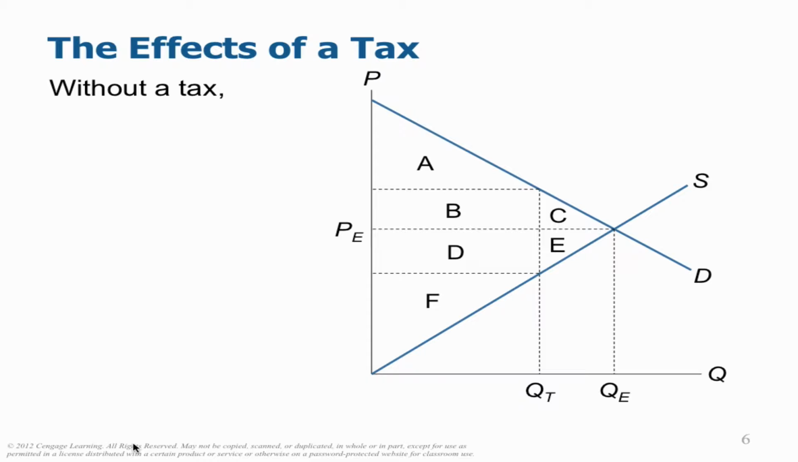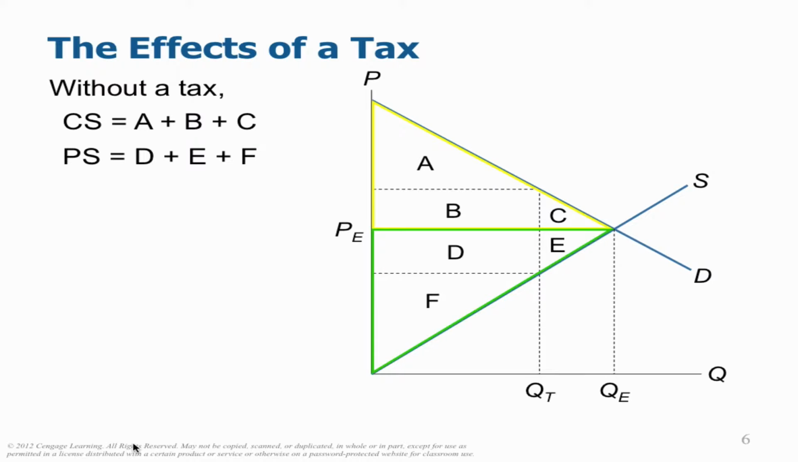Okay, without a tax, consumer surplus is here in the yellow, A plus B plus C. You got that? No problem, right? Producer surplus will be D plus F plus E, or D, E, F. Tax revenue here is 0, because there is no tax.